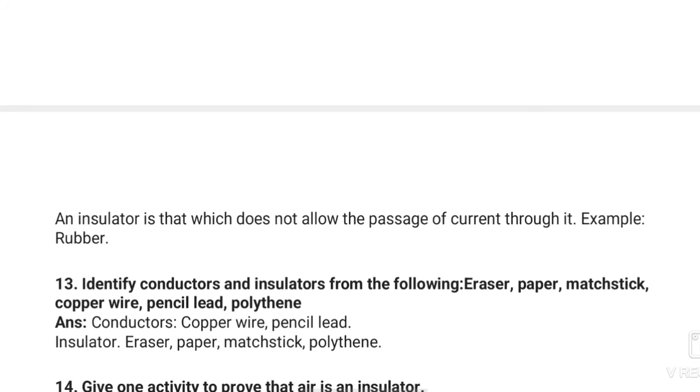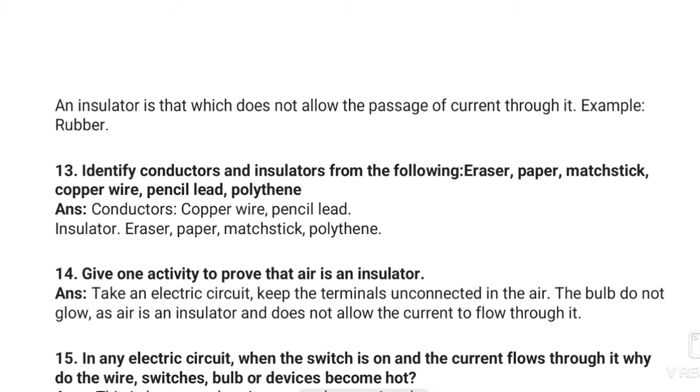Next, insulator. An insulator is that which does not allow the passage of current through it. It means materials which do not allow current to pass through them are called insulators. For example, rubber. We use rubber for the handle of a pen, the handle of a screw gauge, and the handle of an electric tester. So rubber is an insulator of electricity.